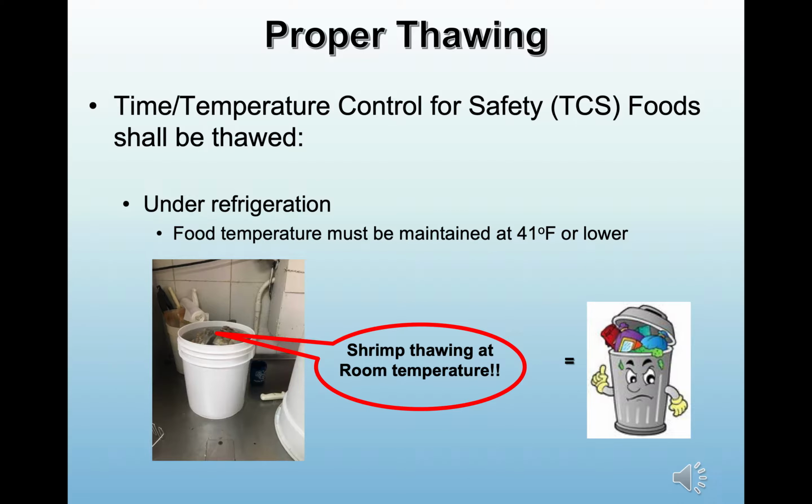Now we will look at specific situations in which we can control time and temperature. To start, we will look at the 4 approved methods for thawing TCS, or time temperature controlled for safety, foods. The first approved method is to thaw frozen foods in a cooler or refrigerator that is 41 degrees Fahrenheit or lower. You can move a frozen food from the freezer to a refrigerator to allow the frozen food to thaw. Pictured is an example of an improper method for thawing. Foods cannot be thawed out at room temperature or left unrefrigerated.